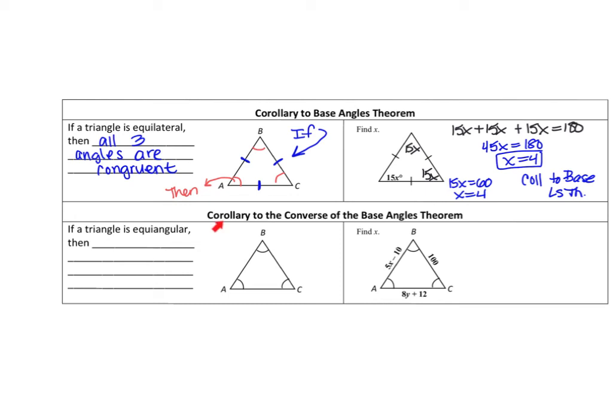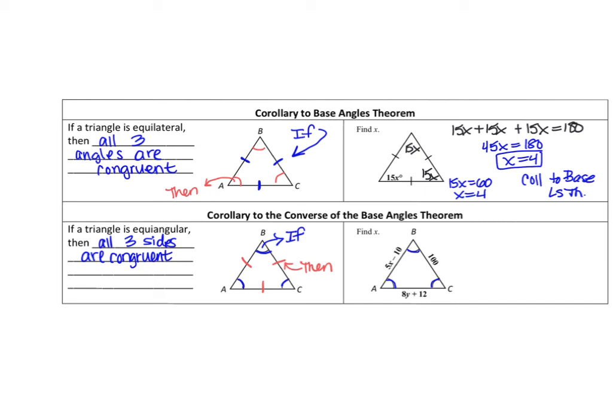Now let's take a look at the corollary to the converse of the base angles theorem. So if a triangle is equiangular, then all three sides are congruent. So this one gives you angles first, so you're proving that sides are congruent, whereas this top one, you're given that your sides are congruent, so therefore the angles are congruent. Let's take a look at this example. You are given that all of these angles are congruent. So if these angles are congruent, then the sides are also congruent.